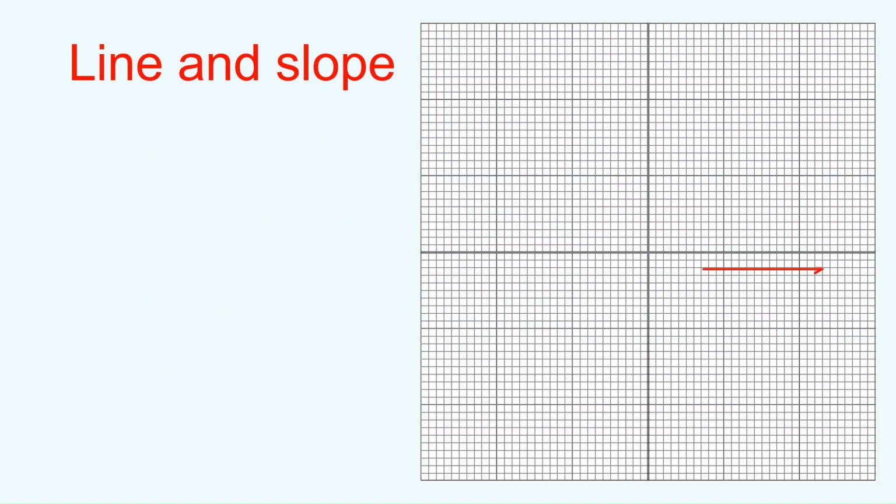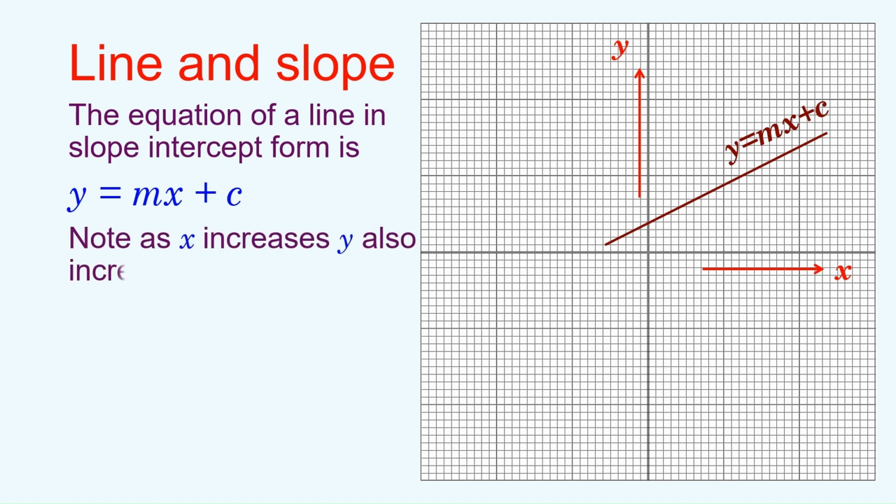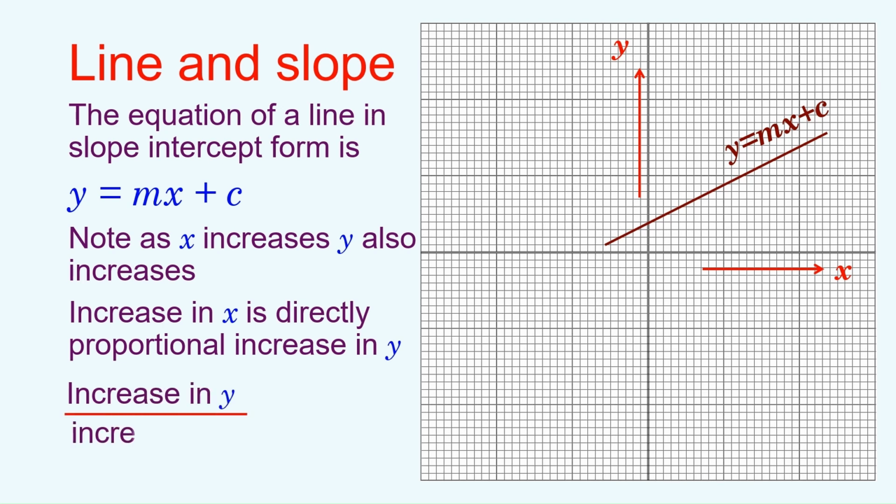Line and slope. The equation of a line in slope-intercept form is y equals mx plus c. Note: as x increases, y also increases. The increase in x is directly proportional to the increase in y. The increase in y divided by the corresponding increase in x equals m, the slope.